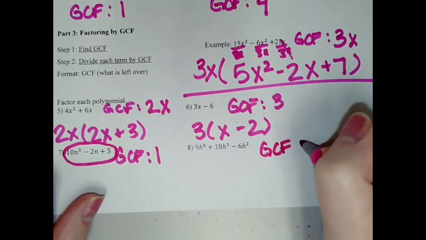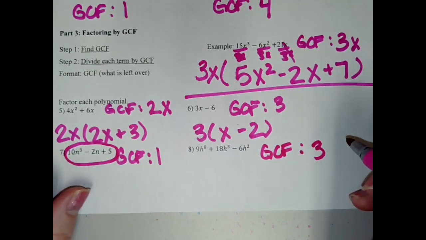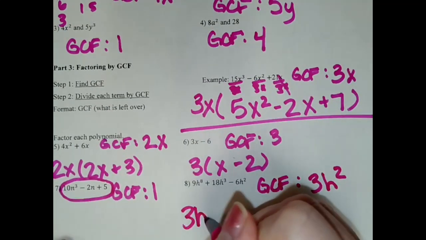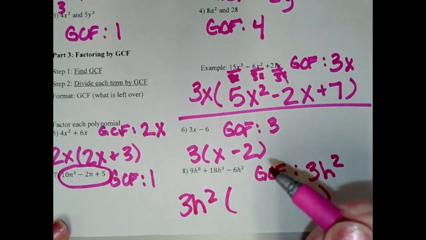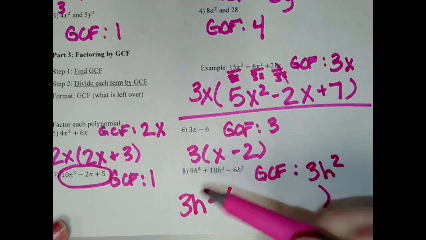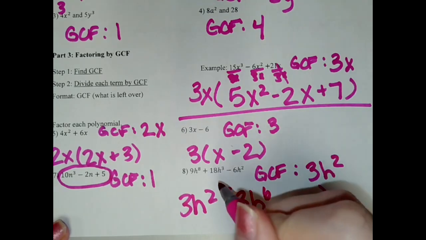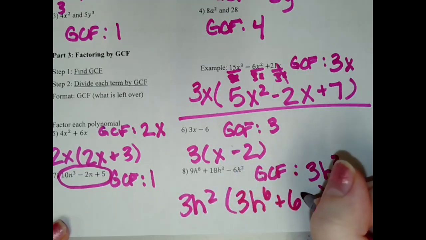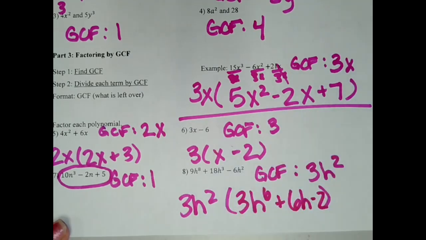The GCF here, though, 9, 18, and 6, I can think that they're all divisible by 3. And then they do all have h's. The lowest power is squared, so I'm going to pull out an h squared. In parentheses, I'm going to put what remains after I pull out that 3h squared. So remember, it's division. 9 divided by 3 is 3. H to the 8th divided by h squared is h to the 6th. 18 divided by 3 is 6. H cubed divided by h squared is h. And then negative 6 divided by 3 is a negative 2. H squared over h squared, they cancel. So that would be the final answer right there.